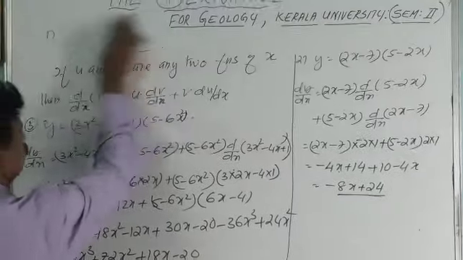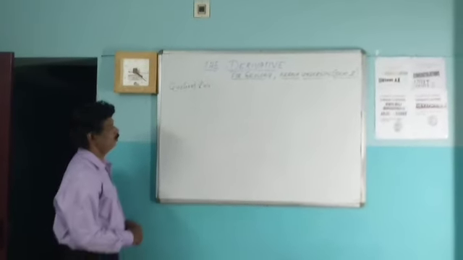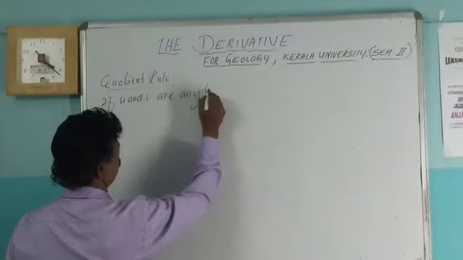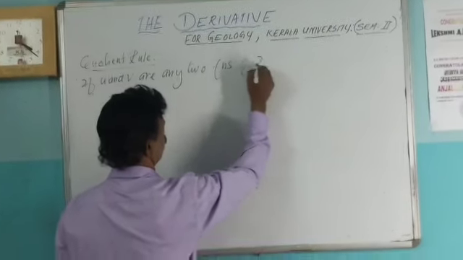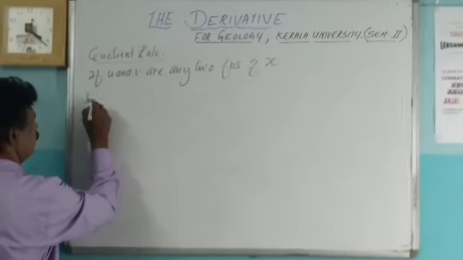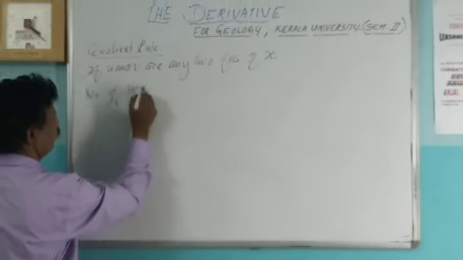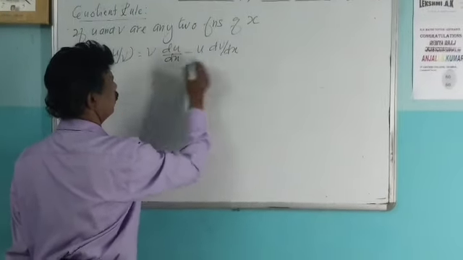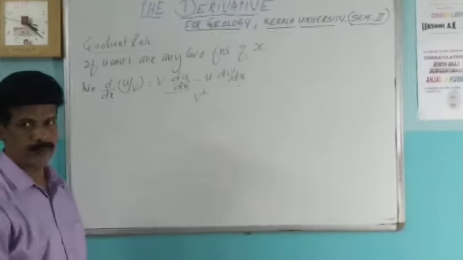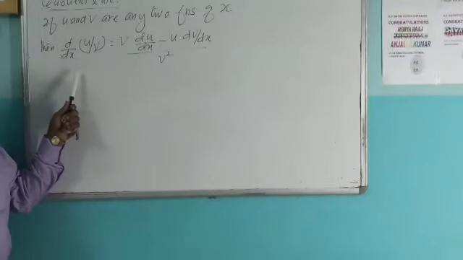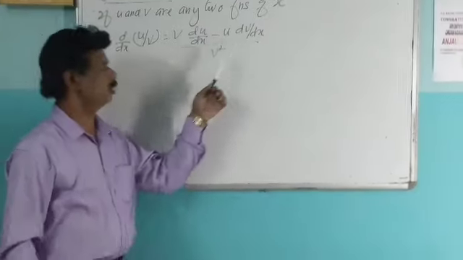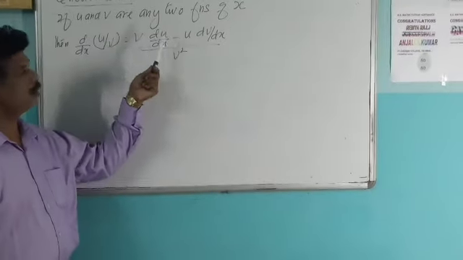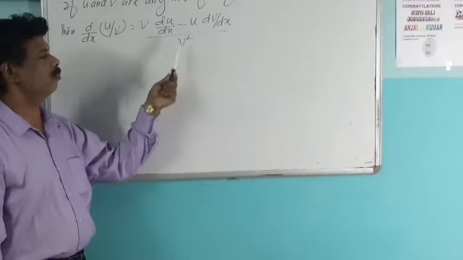Quotient rule. If u and v are any two functions of x, then d by dx of u by v equal to v into du by dx minus u into dv by dx divided by v square. If u and v are any two functions of x, then d by dx of u by v equal to v into du by dx minus u into dv by dx divided by v square. That is denominator into derivative of numerator minus numerator into derivative of denominator by denominator square.